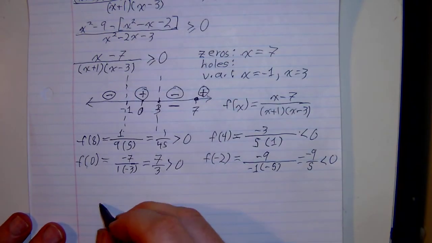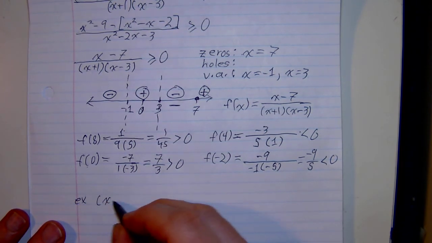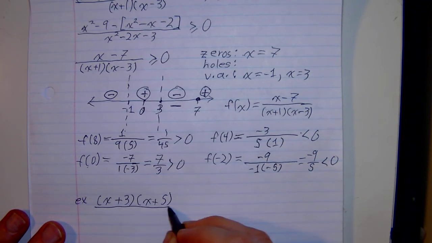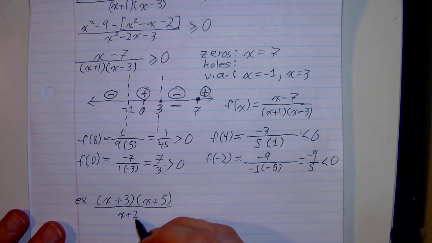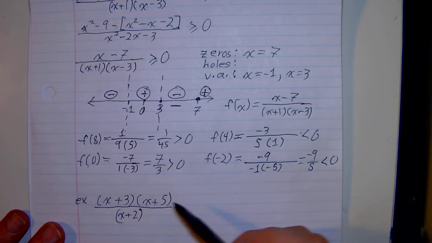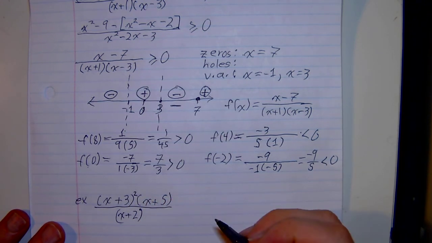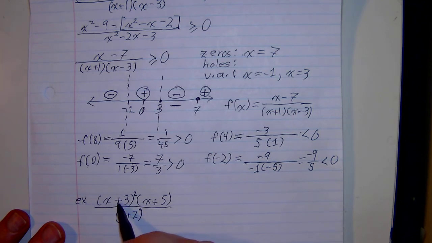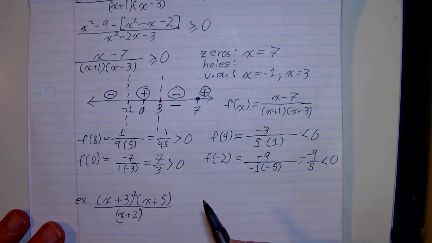But if you want to count multiplicity, let's look at an example here that I'm going to make up as we go. So x plus 3 times x plus 5 over x plus 2. For this function, every time you hit either a vertical asymptote or a 0, it's going to change sign. Multiplicity on all of these is 1. If we change it to like that, at negative 5, it's going to change sign. At negative 2, it's going to change sign. But at negative 3, it will not change sign. It will keep the same sign because we have it squared.